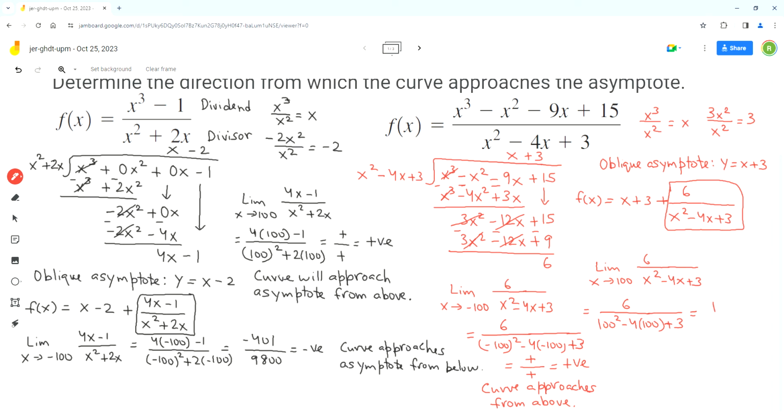So we'll end up with a positive value in the numerator, and in the denominator 100 squared is 10,000 minus 4 times 100 is 400 plus 3. So we'll end up with a positive in the denominator as well. So the overall value for this limit will be positive. That means the curve approaches the asymptote from above. So this should be the final answer for this function.